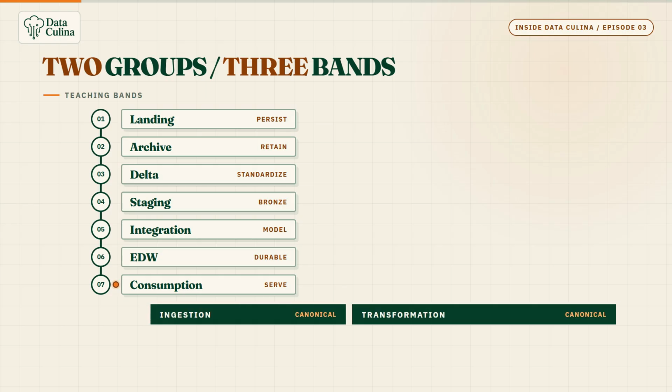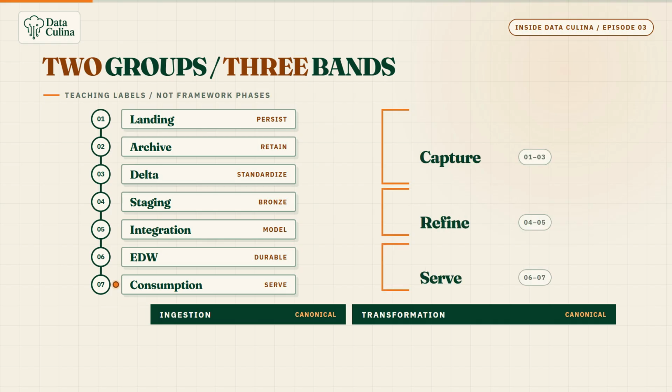For this walkthrough, we will organize the journey into 3 teaching bands: capture, refine, and serve. Those are navigation labels, not new framework phases. The framework responsibilities remain exactly where the documentation puts them.